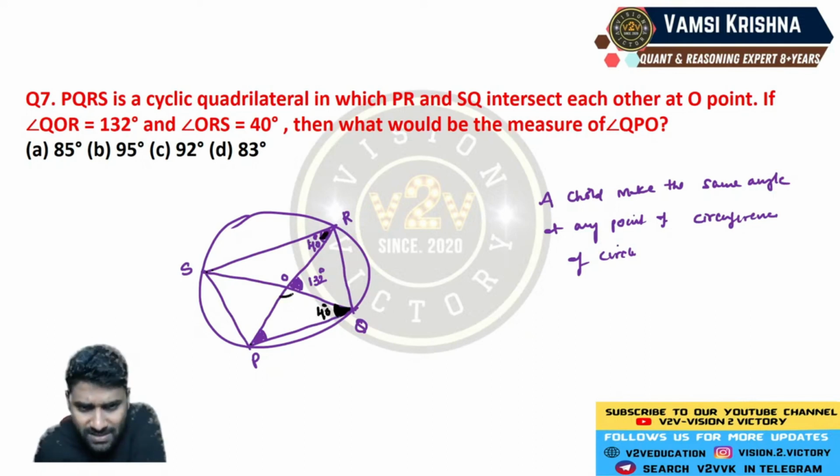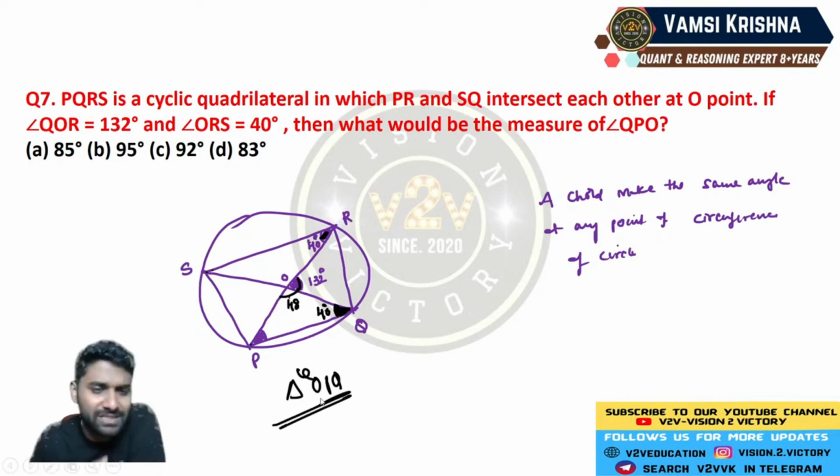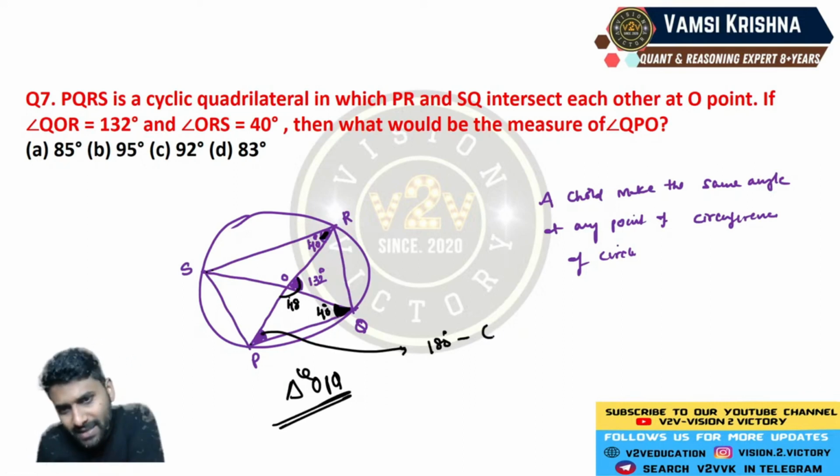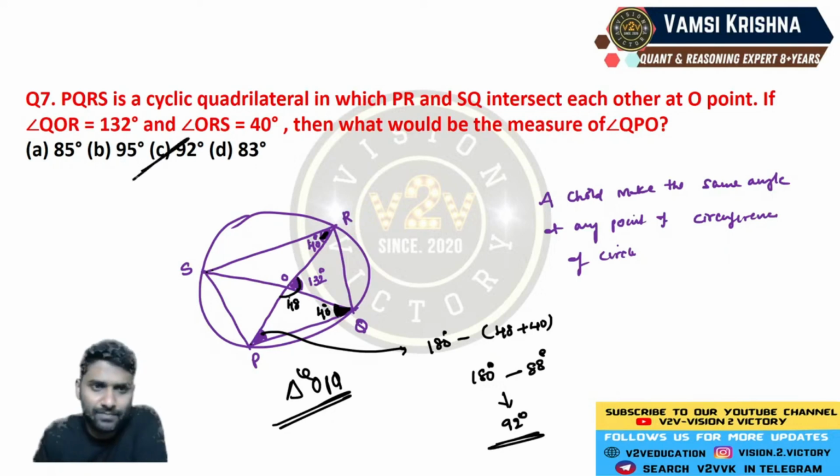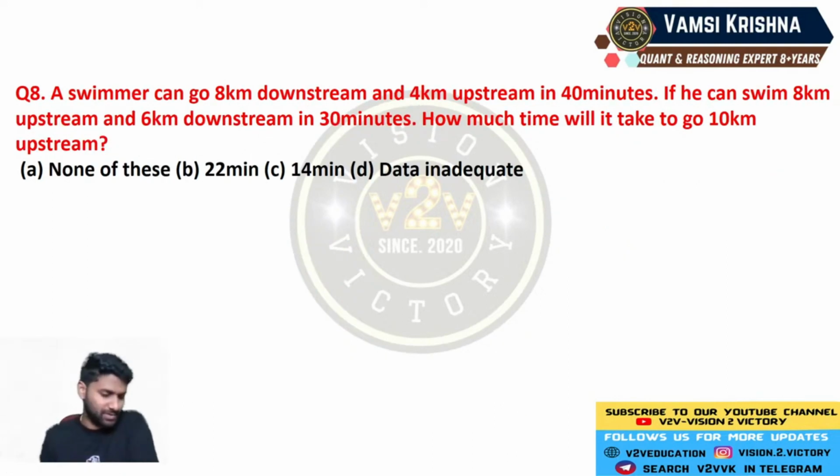Now you already know that this is a straight line. A straight line makes an angle of 180 degrees, so this is 180 minus 132, which is exactly equal to 48 degrees. And you already know that OPQ is a triangle. The sum of its interior angles is exactly equal to 180 degrees. Now the answer is 180 minus 88, so the answer is 92 degrees. If you know this property, then you can save your time.